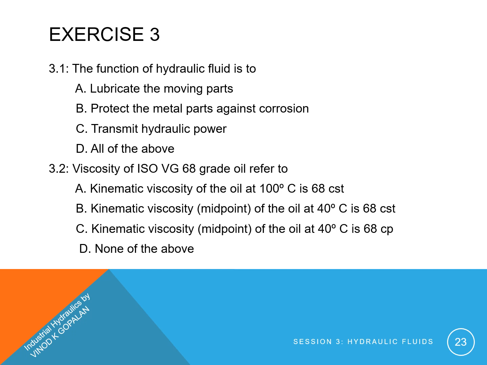Question number 2. Viscosity of ISO VG68 grade oil refers to A. Kinematic viscosity of the oil at 100 degrees Celsius is 68 CST. B. Kinematic viscosity midpoint of the oil at 40 degrees Celsius is 68 CST. C. Kinematic viscosity midpoint of the oil at 40 degrees Celsius is 68 centipoise. And D. None of the above.